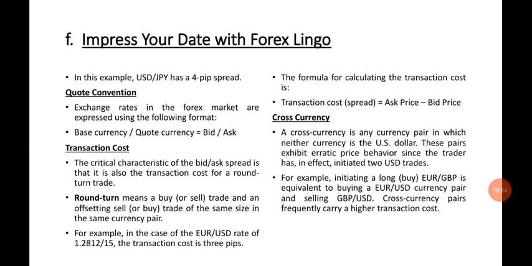Cross currency. A cross currency is any currency pair in which neither currency is the United States dollar. These pairs exhibit erratic price movements since the trader has, in effect, initiated two US dollar trades. For example, initiating a long, which is a buy, in the Euro Great British Pound pair is equivalent to buying a Euro US dollar currency pair and selling a Great British Pound US dollar pair. Cross currency pairs frequently carry a higher transaction cost.